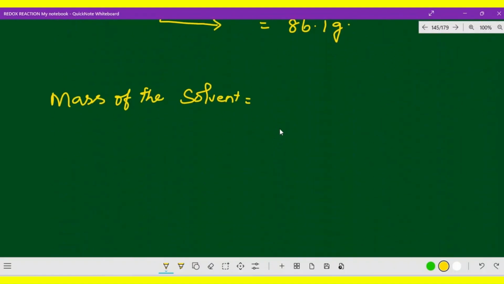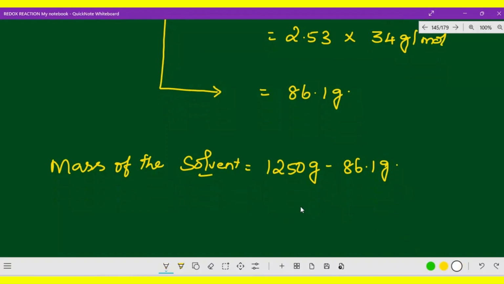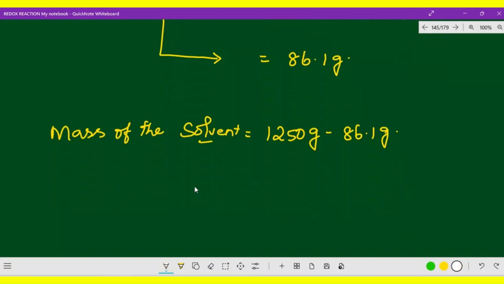Yes. Okay. Now let us go for that. So 1250 gram minus 86.1 gram. This is mass of the solution minus mass of the solute, so we will get the mass of the solvent. So what is the answer? Finally, you will get 1163.9 gram. You are getting the mass of the solvent.